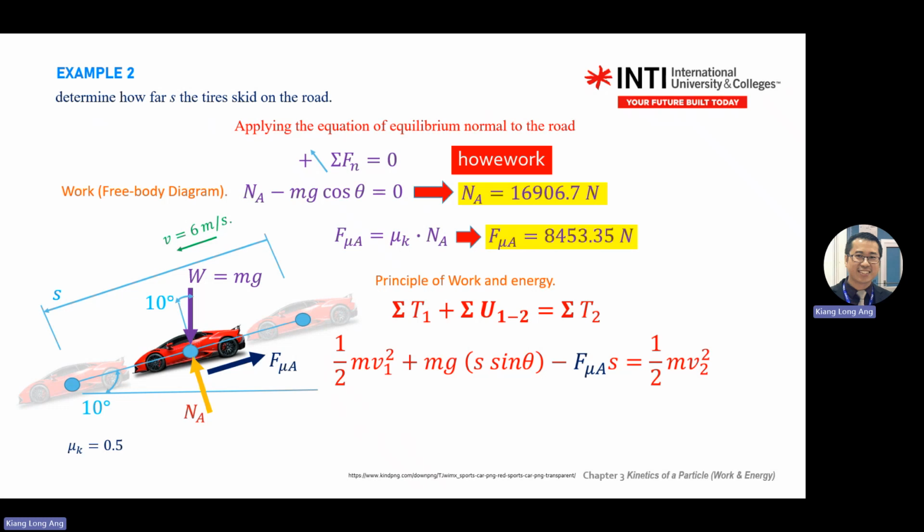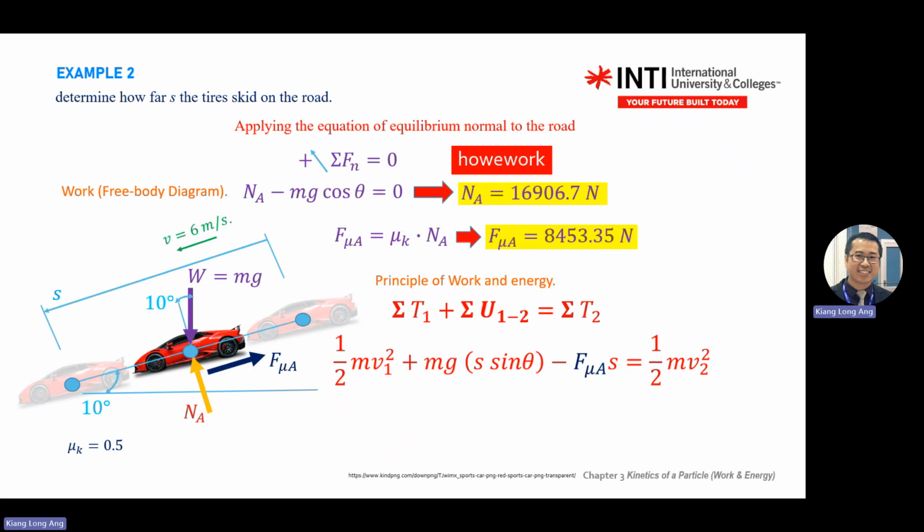Kinetic is half mv square. This is one. Then this is all the work done. So you only have a few works that go parallel to the surface: the weight and the friction force. Then the kinetic energy at position 2. You know the value of v2, right? 0. You know the value of v1. You know the angle. You know the friction force. The only missing is the s.